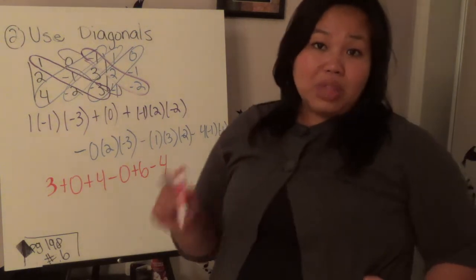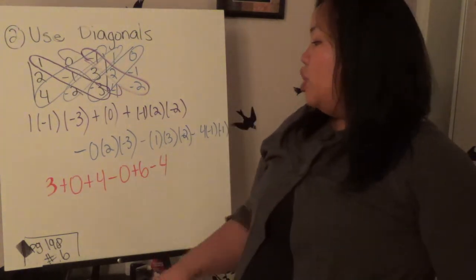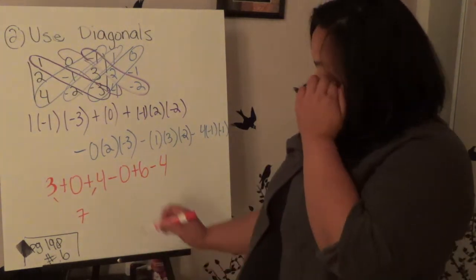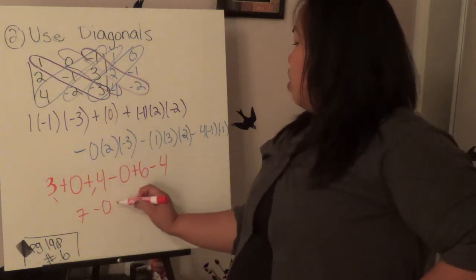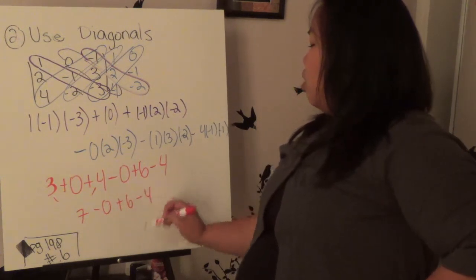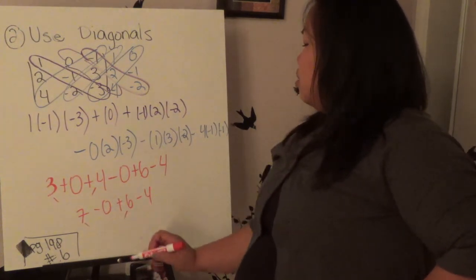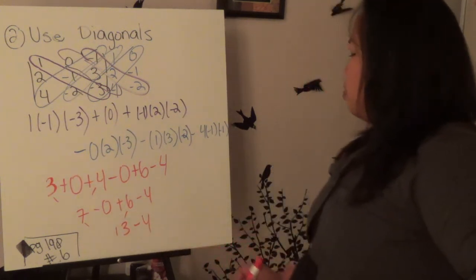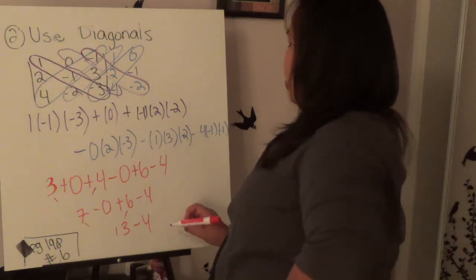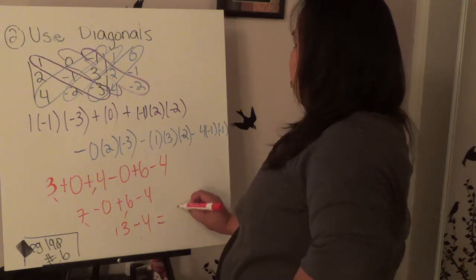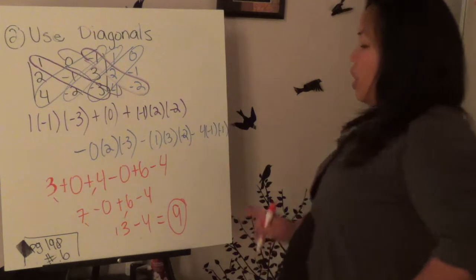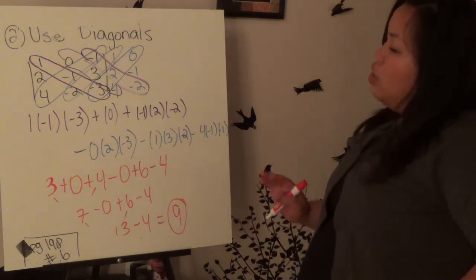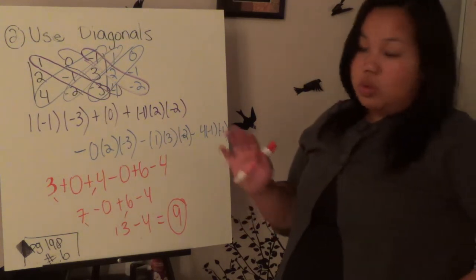And remember, do the math from left to right, according to order of operations. So 3 plus 4 is 7, okay, minus 0 plus 6 minus 4. 7 plus 6, right, is 13 minus 4. Is that right? Yes, 13 minus 4 equals 9. So we got 9 on this one, 9. It gives you the same thing. So you choose which method you would like.